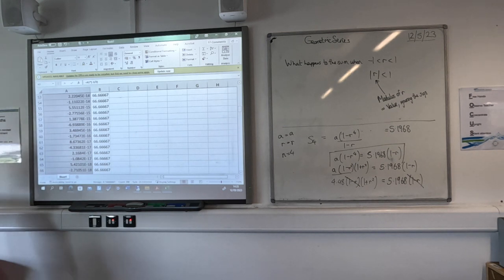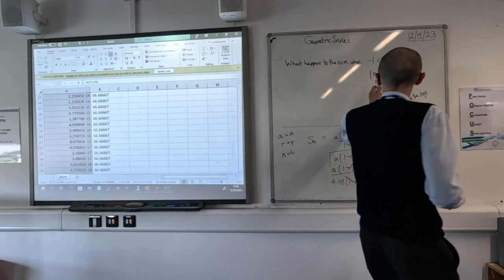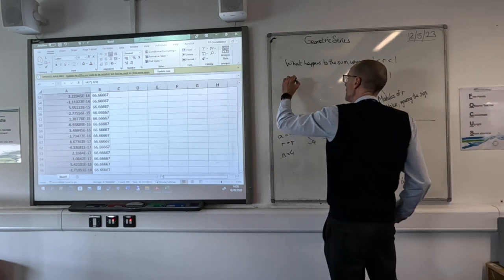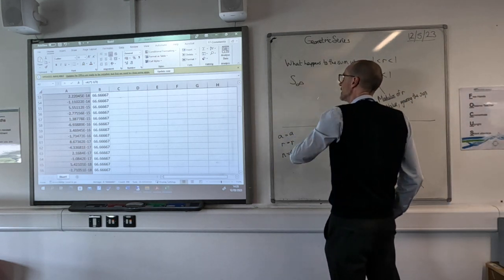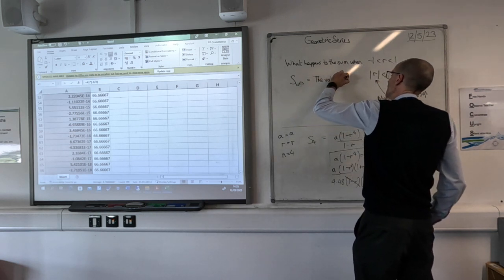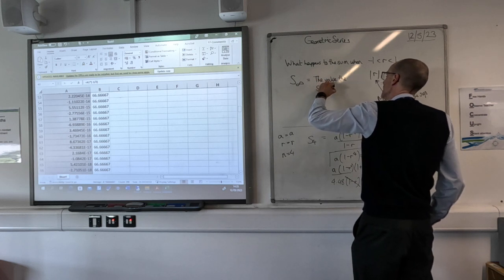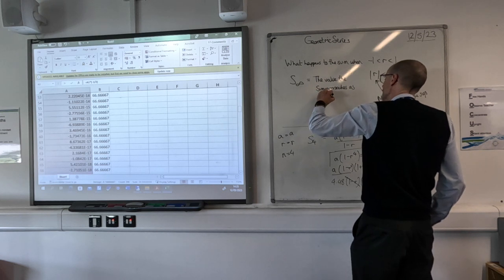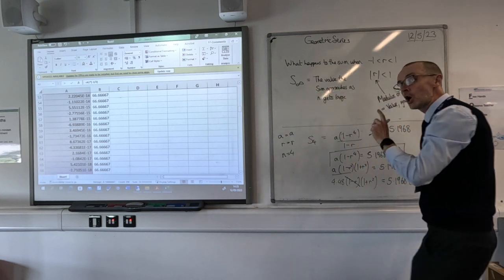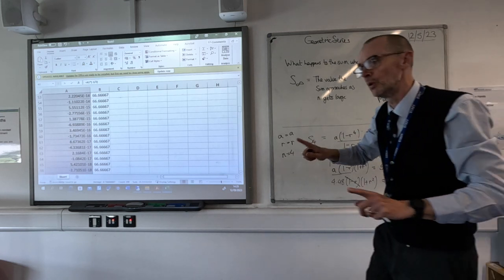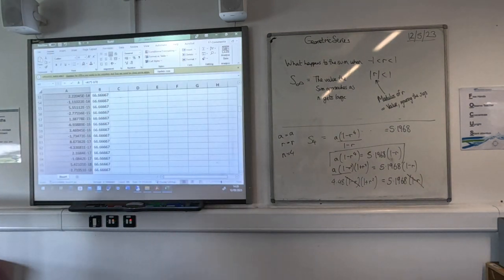So when we have this situation, where r is a very, very small number, we have the concept of what we call the sum to infinity, which is the value the sum approaches as n gets large. This only works in this scenario, where you've got a value of r that's very small, either positive or negative.